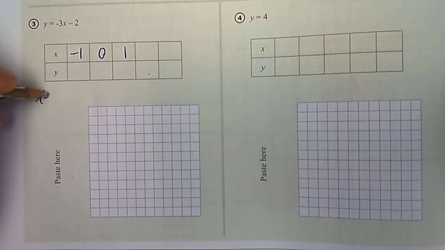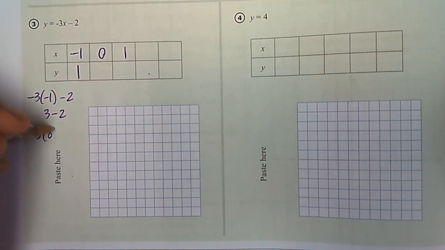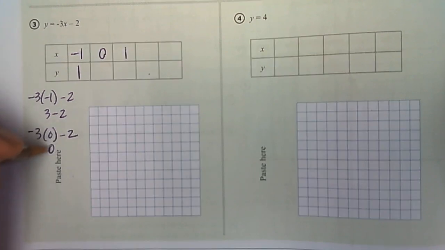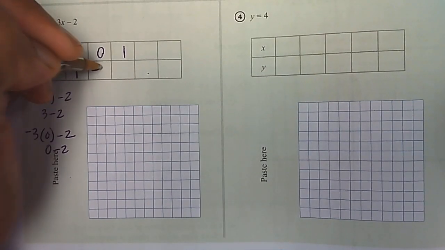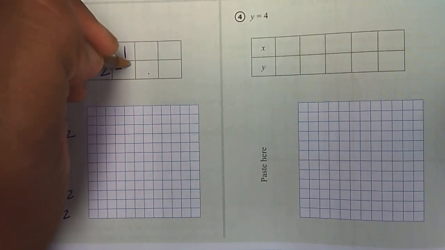Negative 3 times negative 1 minus 2. A negative times a negative is positive, so that's going to be 1. Negative 3 times 0 minus 2, 0 minus 2 is going to be negative 2. Negative 3 times 1 minus 2 is going to be negative 3, minus 2 makes negative 5.